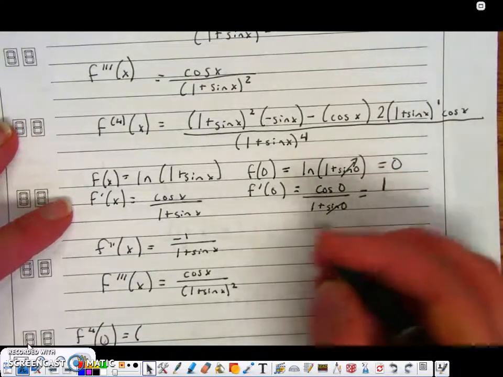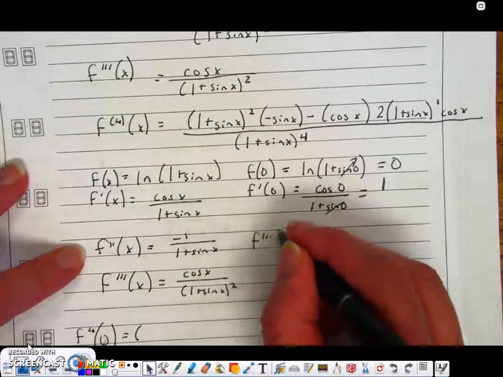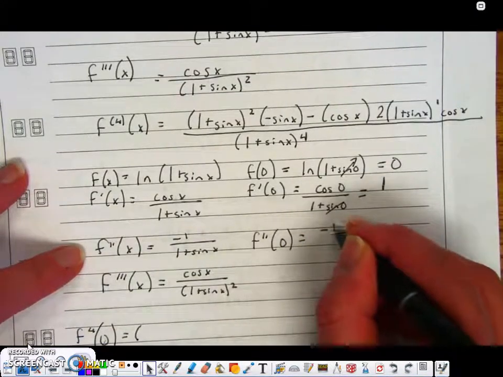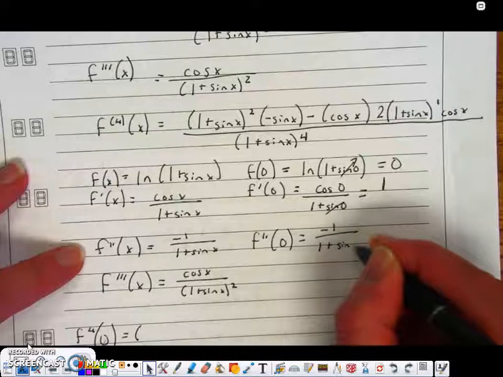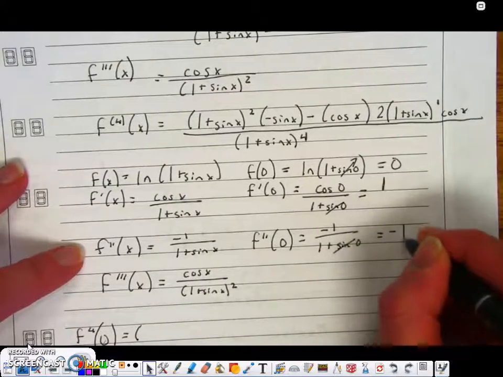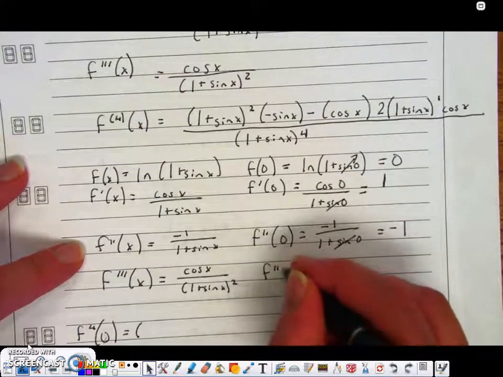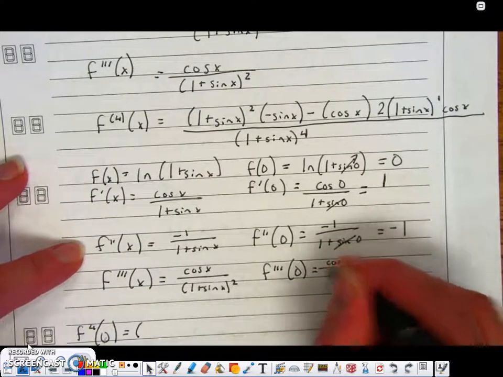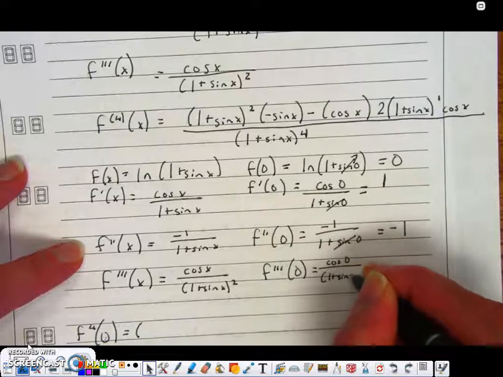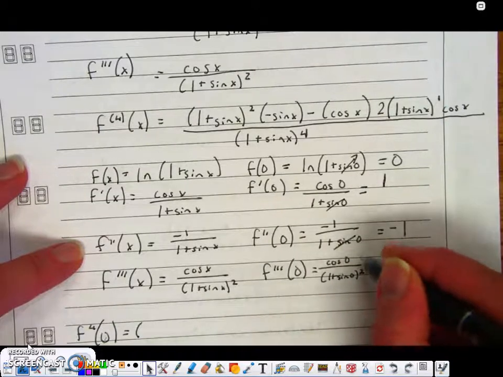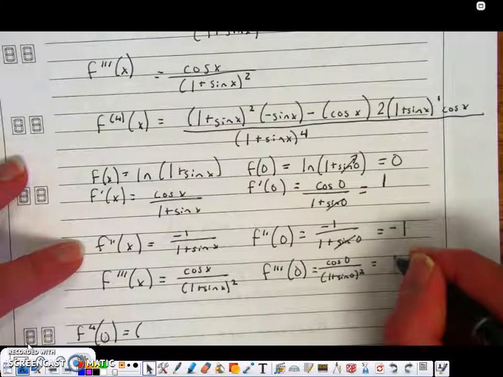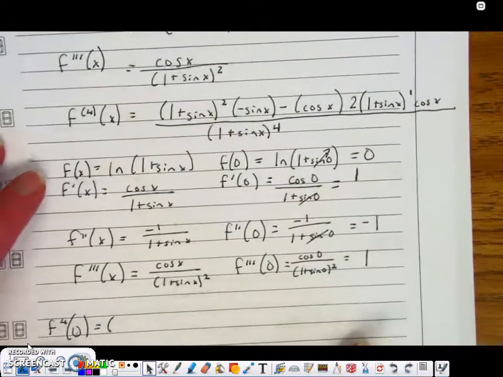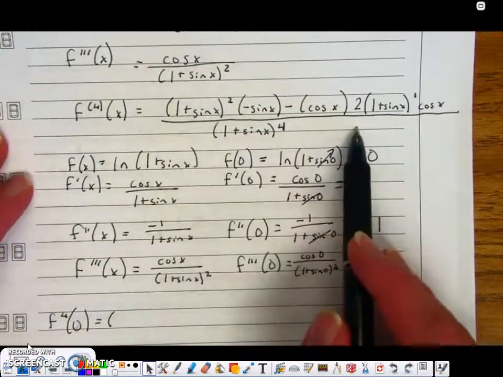So this guy is just 1. F double prime of 0 is negative 1 over 1 plus sine of 0, so that's just negative 1. F triple prime: you have cosine of 0 over 1 plus sine of 0 squared, so that's just going to be 1 over 1, or just 1. And then you're substituting 0 into all of this.